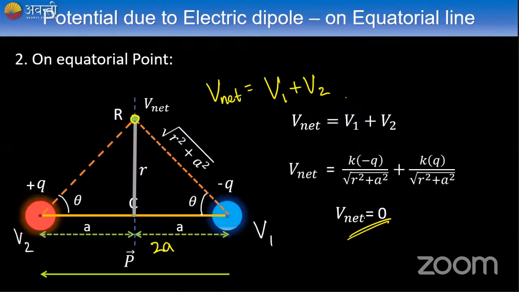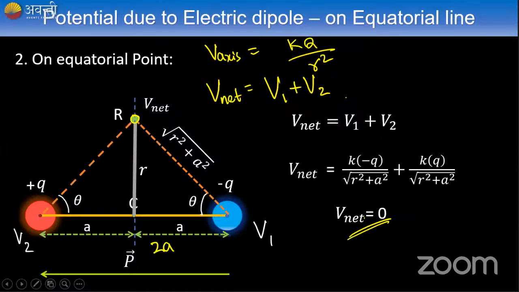Please be active. Okay, so we found the potential at the equatorial point. At the axial point, my potential was V equals K times Q by r square.